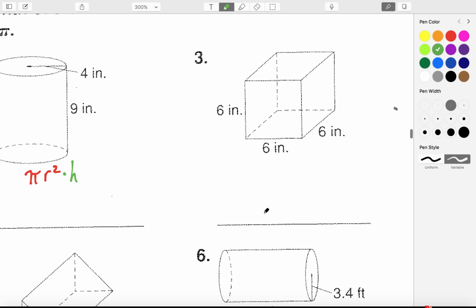Number 3 is going to be a prism. So I want you to refer to number 1. So this is like number 1.